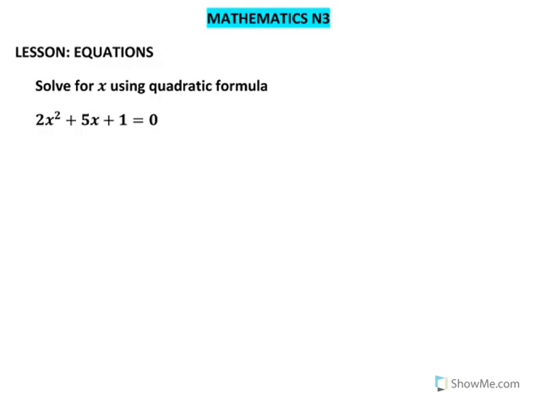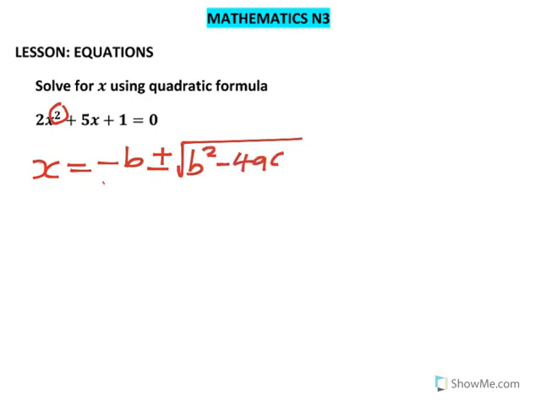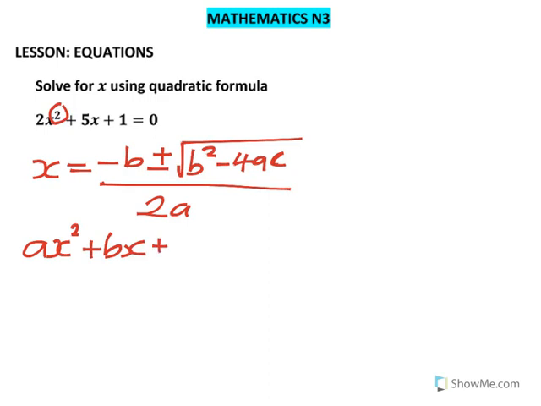Now let us go and try the use of a quadratic formula. Before we use a quadratic formula, remember it's called quadratic because the highest power is of 2. So what is a quadratic formula? This is the formula. It says x is equal to minus b plus or minus square root of b squared minus 4ac all over 2a. Now where are these a, b and c coming from? They are coming from a quadratic equation which says ax squared plus bx plus c is equal to 0.